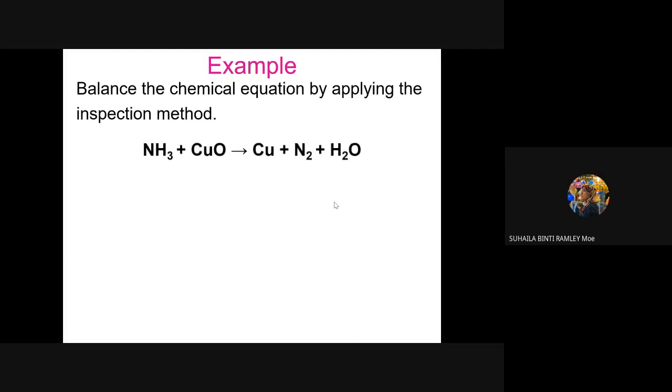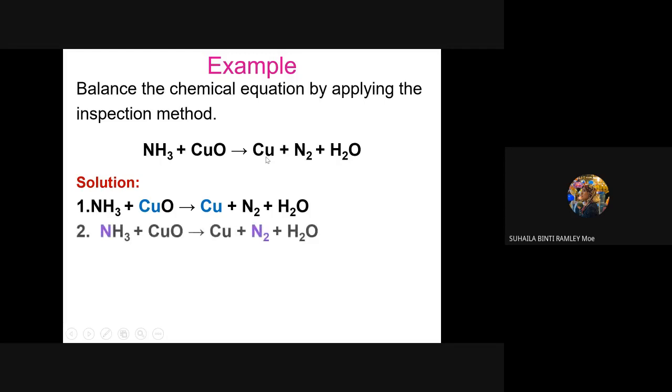For example here, we have NH3 plus CuO produce Cu N2 H2O. So yang ni bukan balanced equation. So kita perlu balancekan. We start with metal element. So metal in this equation is copper. So double check copper, left hand side 1 mole, right hand side 1 mole. So copper balanced. Then we go for nitrogen. Selalunya oxygen dengan hydrogen tu kita akan balance last.